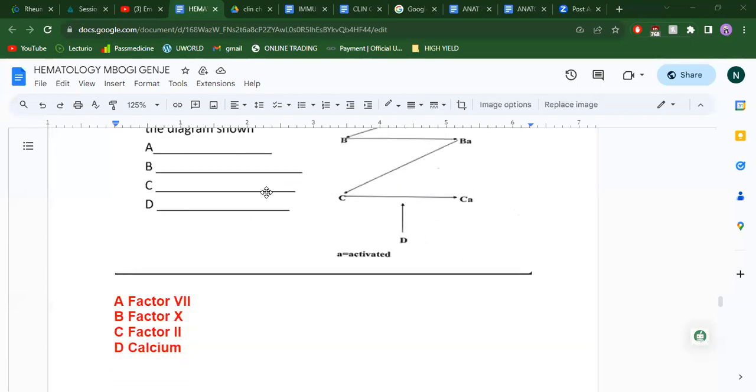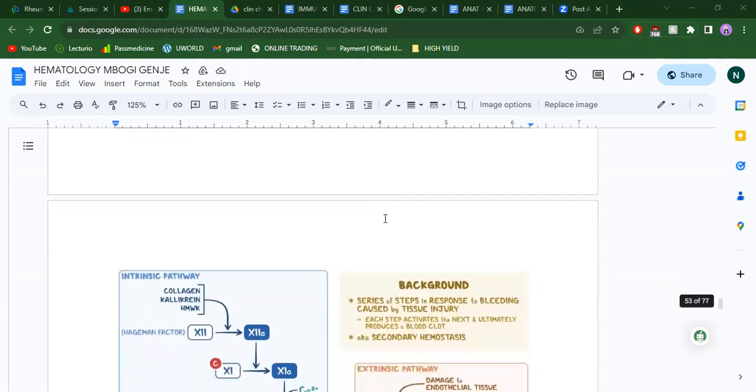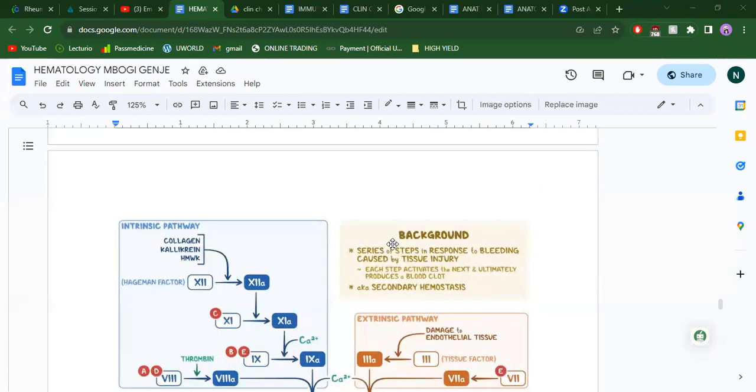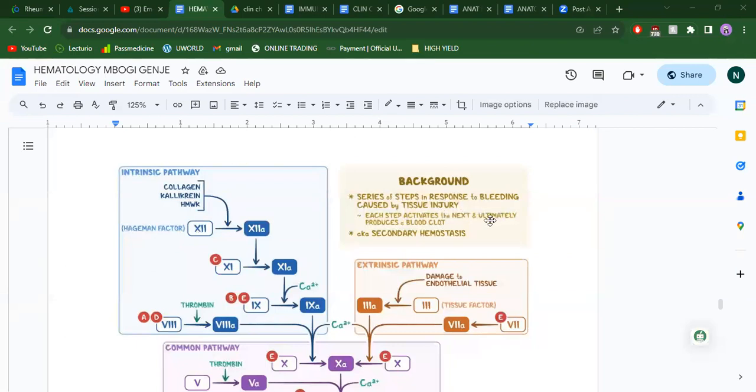So let's see. We have factor 7, factor 10, factor 2, and then D is calcium, okay? Calcium is what is required to activate factor 2 to factor 2 activated, which is thrombin. I think I had a picture, but we can go through this. I attached it here. Background: a series of steps in response to bleeding caused by tissue injury. Each step activates the next and ultimately produces a blood clot, aka secondary hemostasis.